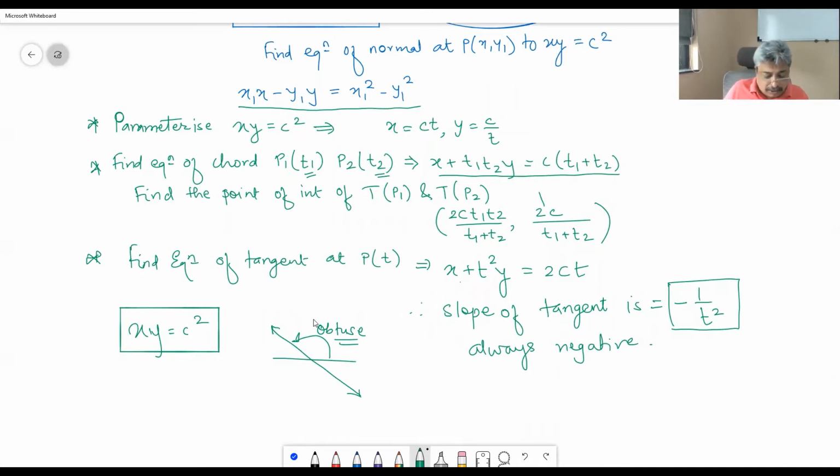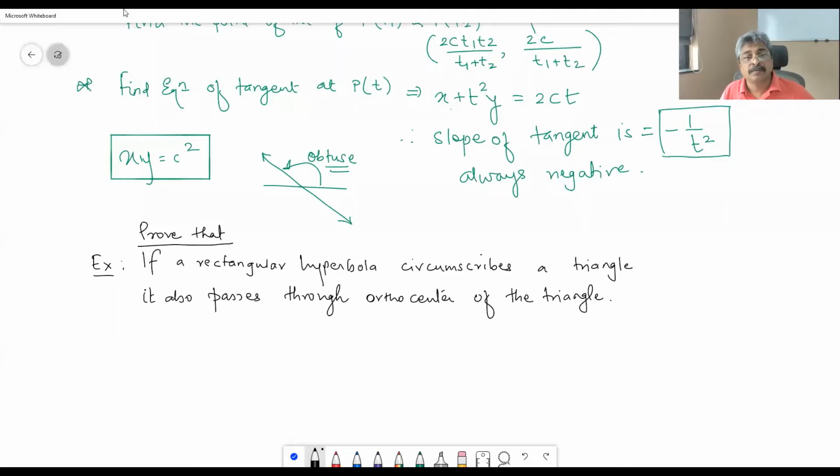Now let us see some of the applications. Next problem: prove that if a rectangular hyperbola circumscribes a triangle, it also passes through the orthocenter of that triangle. Prove this.